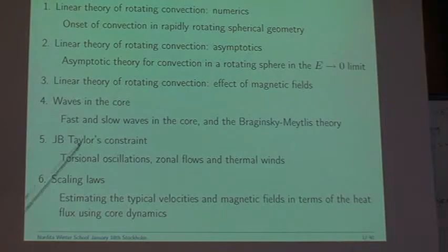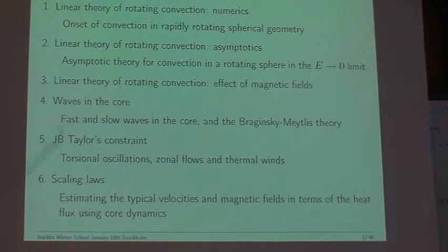Then I'm going to tell you about two particular topics which are important in geodynamo theory, which can also be dealt with by fairly simple mathematical models. These topics are the kinds of waves that can occur in the core, and that leads naturally, through the torsional oscillation waves which we'll discuss, to a discussion of J.B. Taylor's constraint, which has played quite an important role in geodynamo modelling over the last 20, 30 years or so.